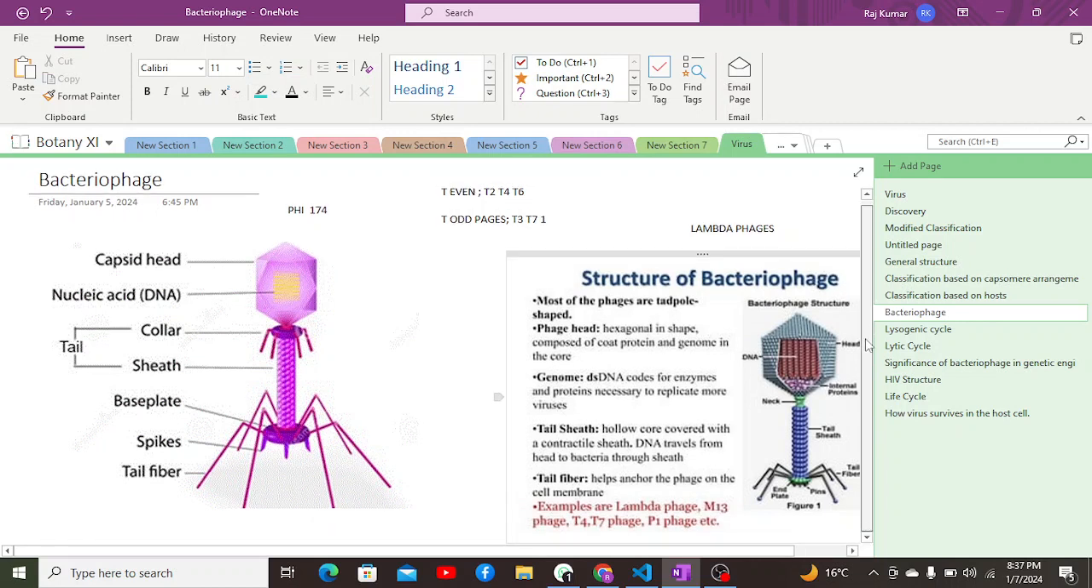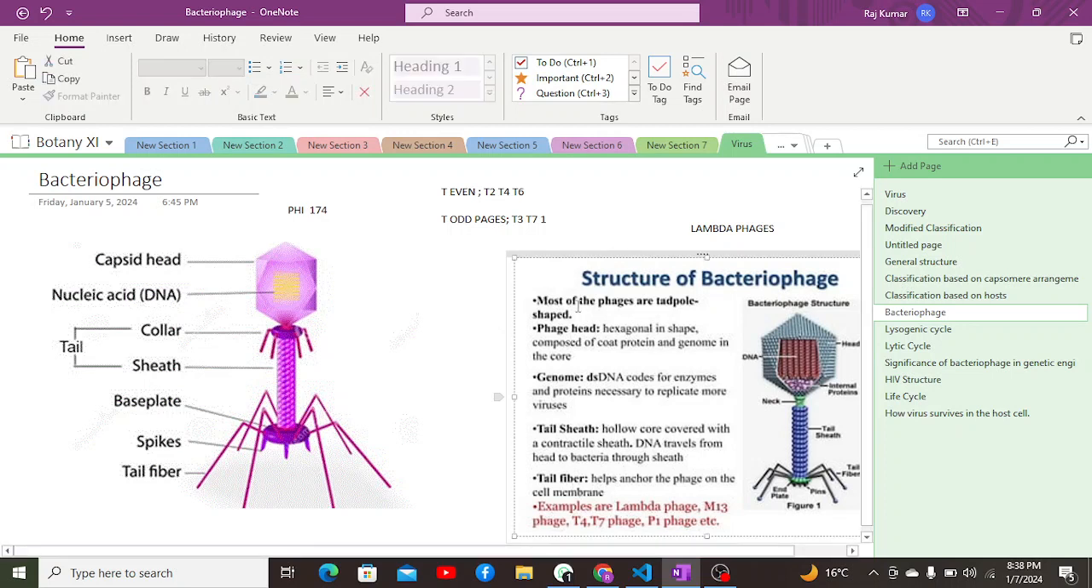Coming to the basic intro of what the structure of bacteriophage looks like. The structure of bacteriophage first and foremost consists of three major parts: the head, neck, and tail. The head is a polyhedron, an icosahedral shape having 20 equilateral triangles, arranged in a polyhedron shape.